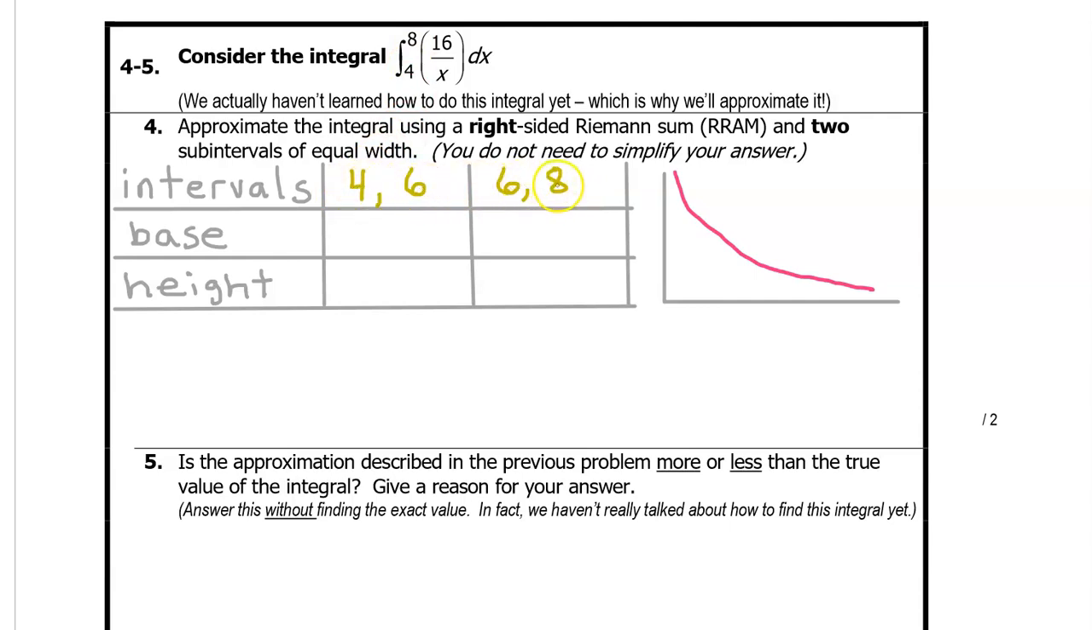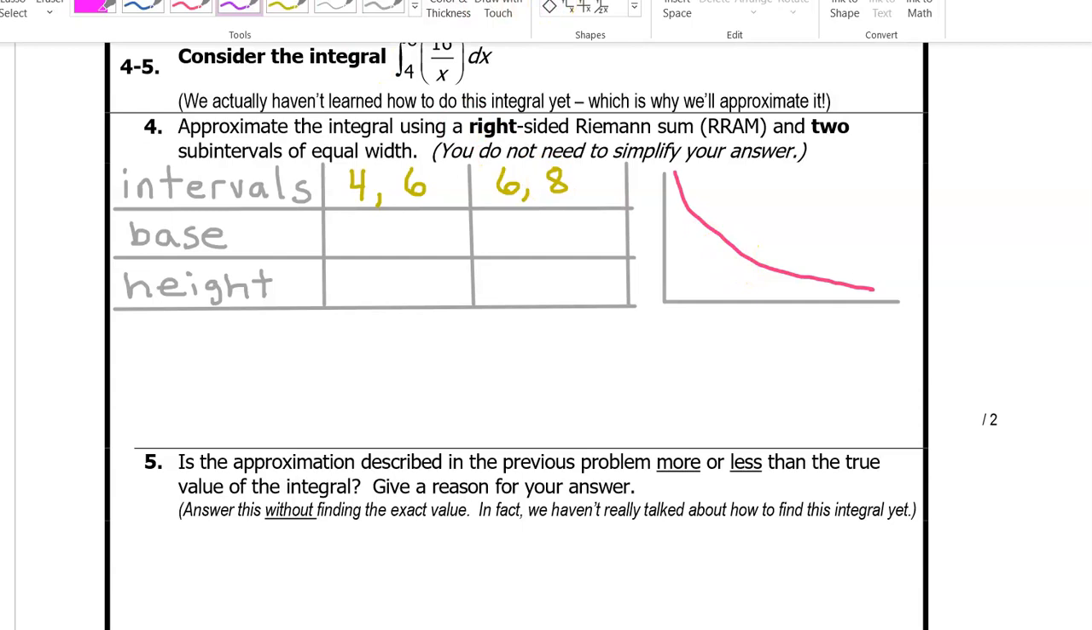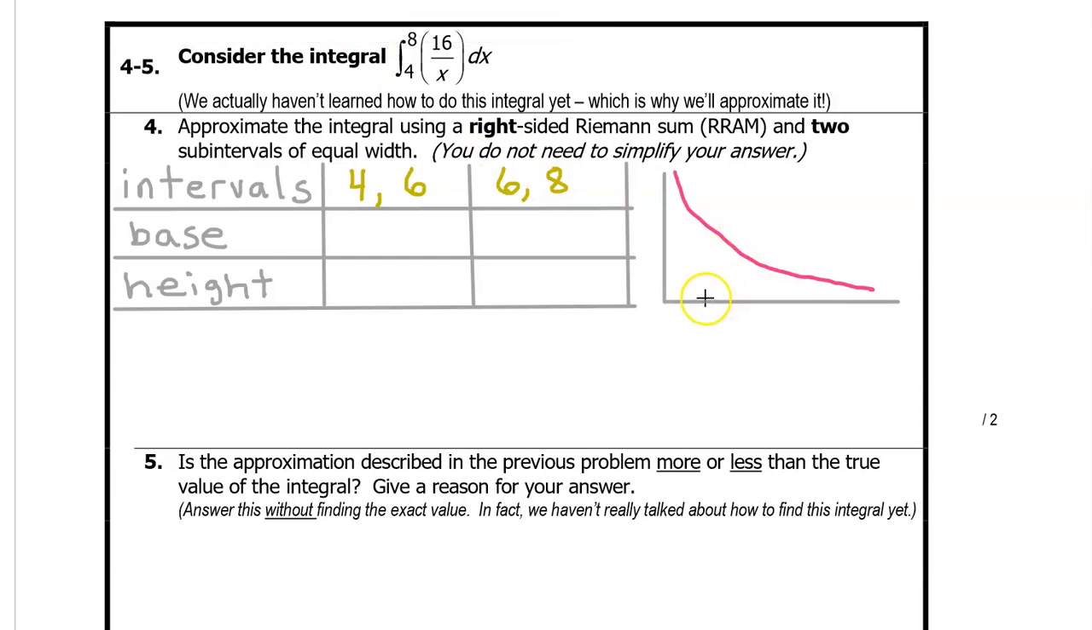When they talk about a right-sided Riemann sum, the idea is we will estimate the area under this curve from 4 to 8 using 2 rectangles. And the way we draw the rectangles, for a right-sided Riemann sum, we make sure that the right side of the rectangle touches the function like this.